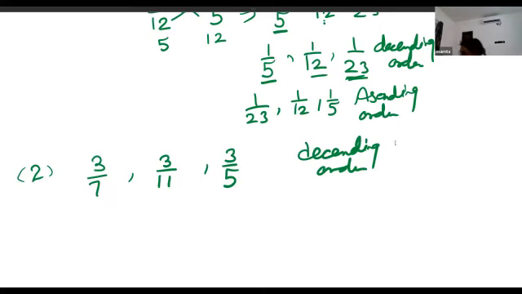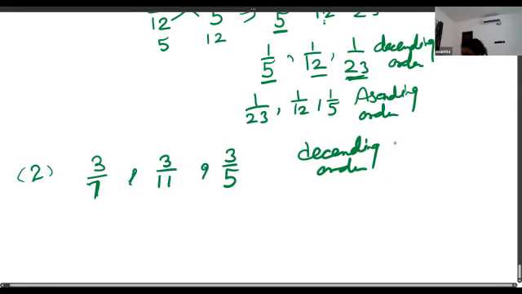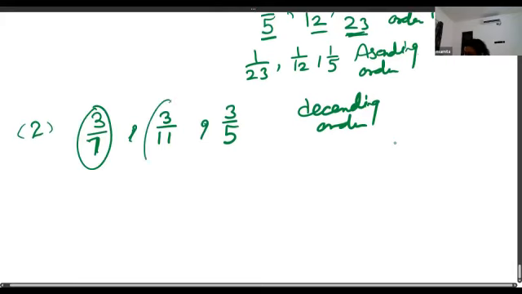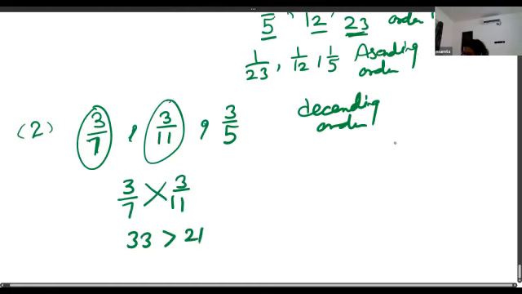Ma'am, is mine correct? Yes, correct. See, children. Look at 3 by 7 and 3 by 11. Which number is greater? If I cross multiply, 33 and 21, 3 by 7 is greater than 3 by 11.